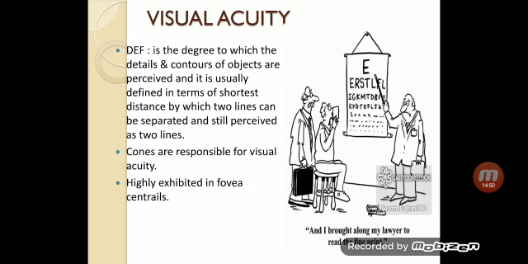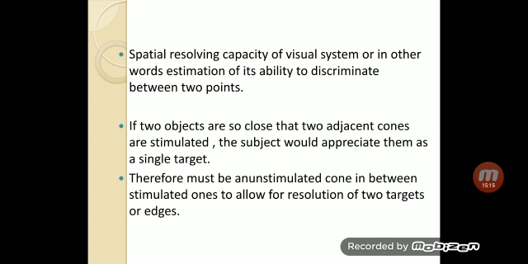Now moving on to another important topic, that is visual acuity. Visual acuity is defined as the degree to which the detail and contours of objects are perceived, and it is usually defined in terms of the shortest distance by which two lines can be separated and still perceived as two lines. Cones are responsible for visual acuity, highly exhibited in the fovea centralis. So, in simple terms, visual acuity is defined as the spatial resolving capacity of the visual system or its ability to discriminate between two points.